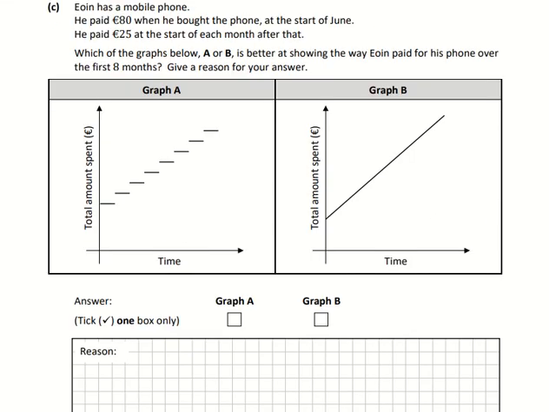Then part C, we have to say which graph is better at showing the way Owen paid for his phone. The answer is graph A, and it's because it goes up in steps. So something along those lines is what you have to say.